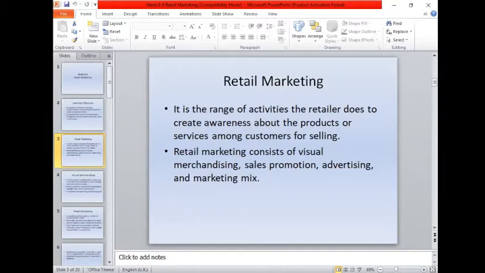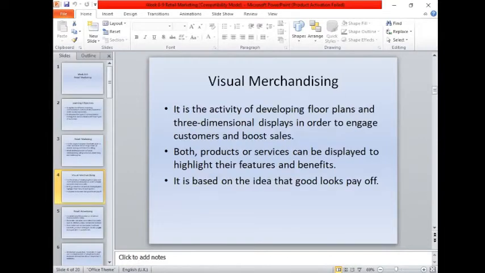If you talk about the marketing mix, we have the 4 P's. But in the retail marketing mix, they have the 7 P's. So let us discuss those promotional mix that can be used by the retail business as retail marketing. The first one is visual merchandising.